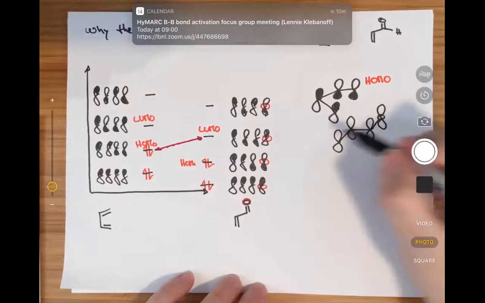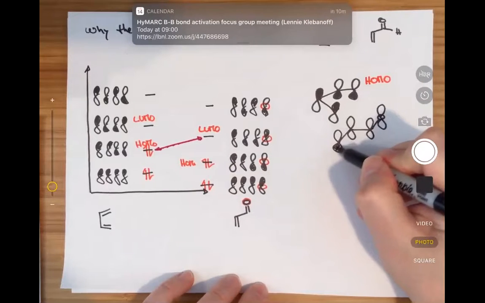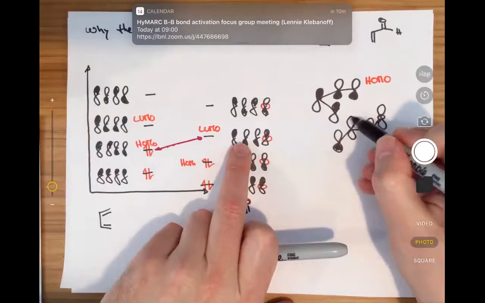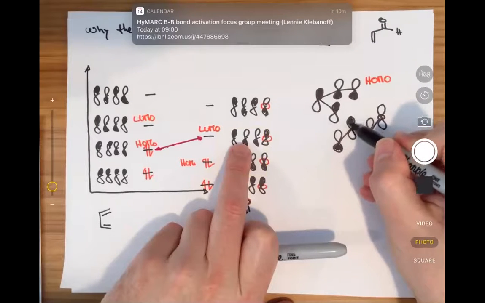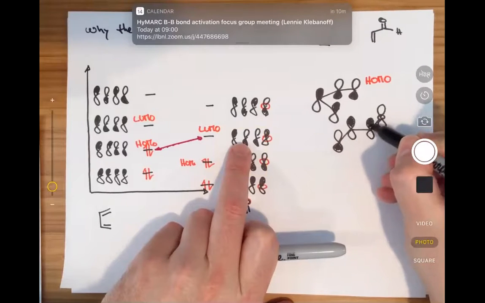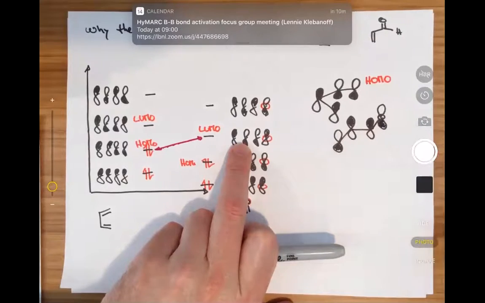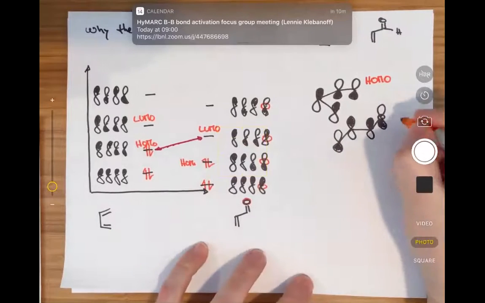So, and if we pick the correct shading, this now has 2 nodes in the system. So 1 node here, and 1 node between the carbon and the oxygen here. So this is going to be our LUMO.